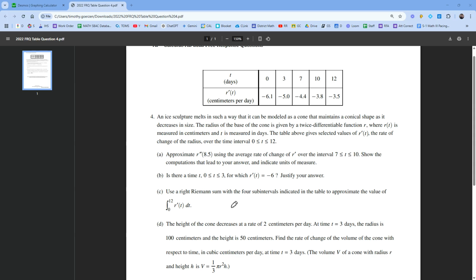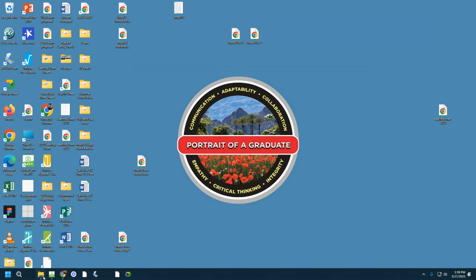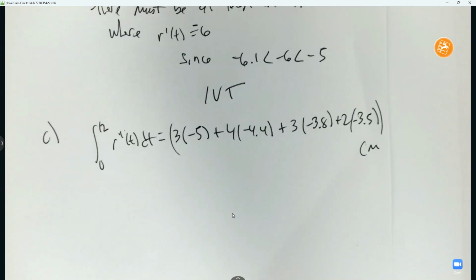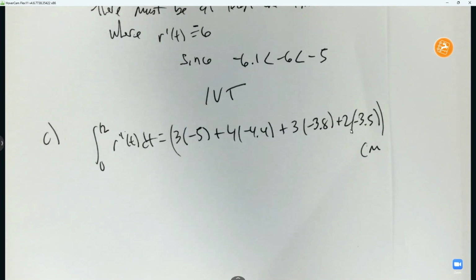It does not say to use units, but you are integrating it. It would be in centimeters, because when you integrate a rate, it would just be that unit. Part D. In Part D, let me just show you my work. And we do not need to simplify that.